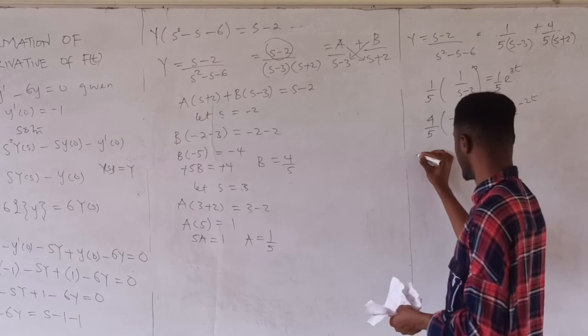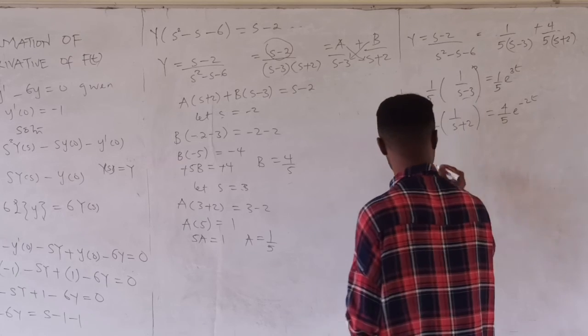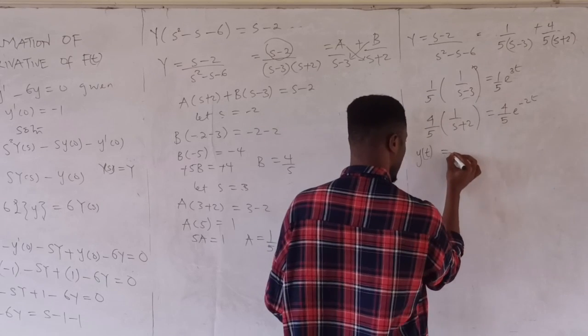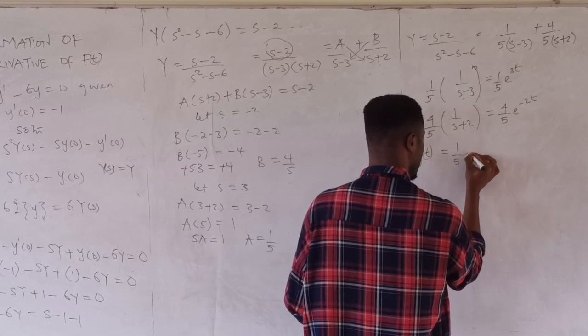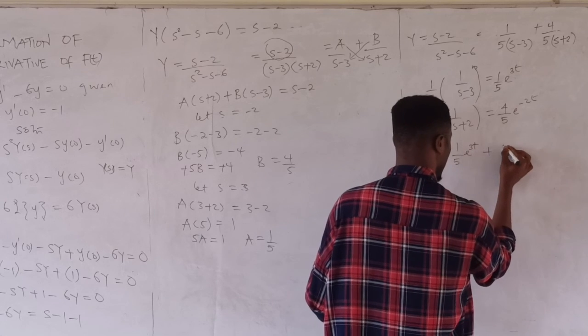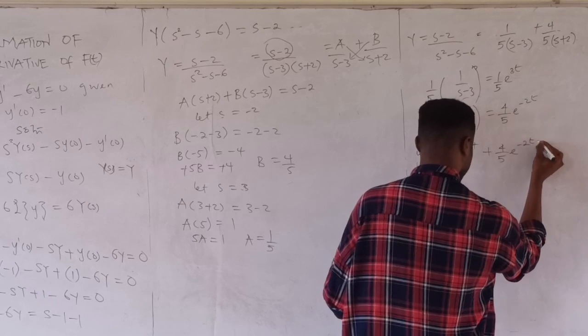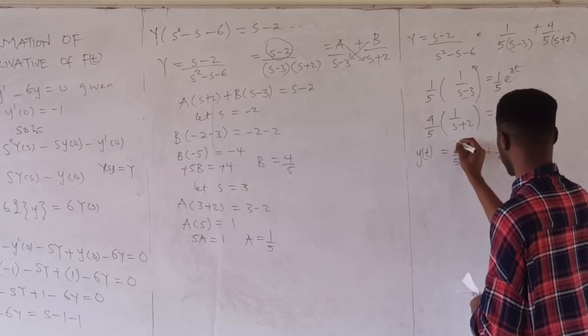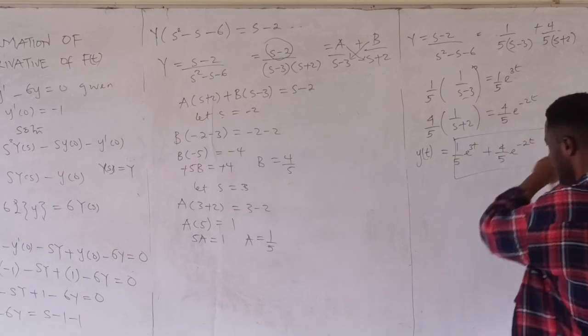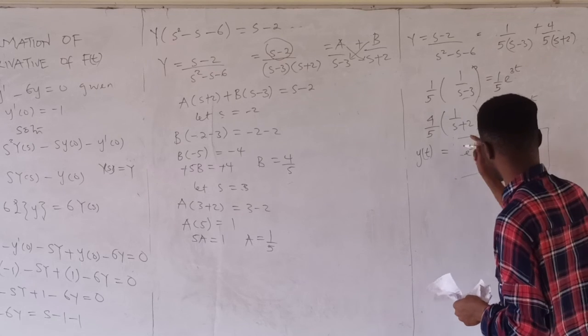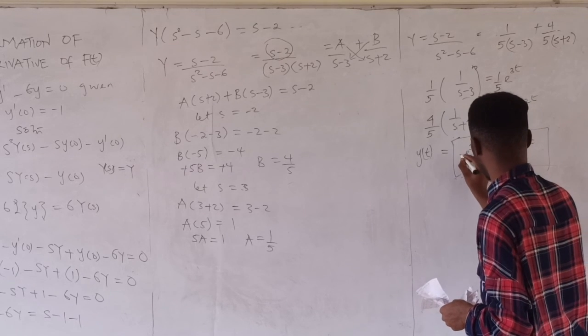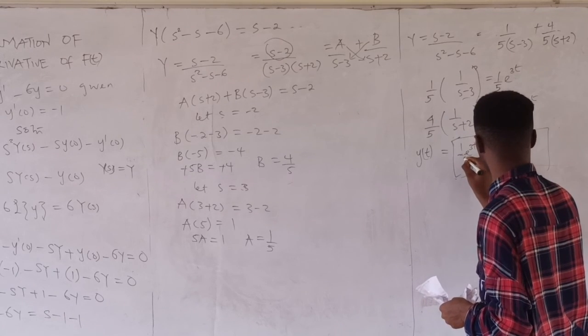Hence, y of t, which is the final answer of this function, gives us 1 over 5 exponent of 3t plus 4 over 5 exponent of minus 2t. Alright, so this is the answer to this function.